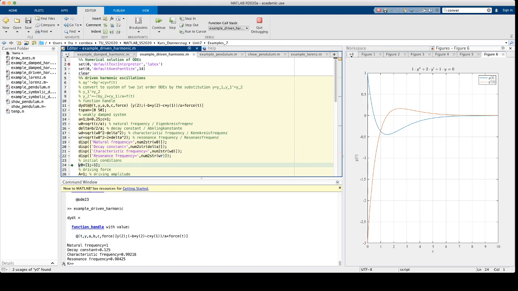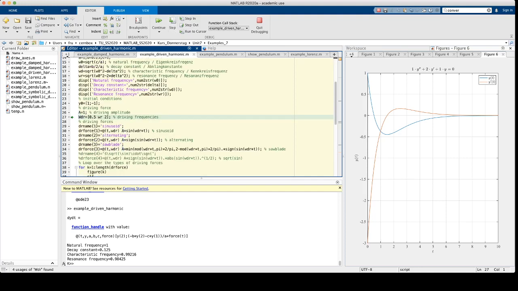We set some initial conditions for the driven oscillation. We set the amplitude of the driving force to A equals 1, and we consider now the solutions for 3 different driving frequencies and 3 different driving forces. The first one is just a sinus. The second one is an alternating function, and the third one is a saw blade function.